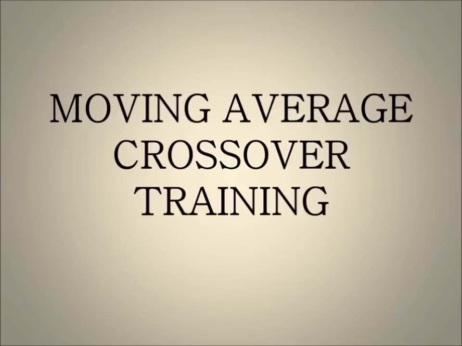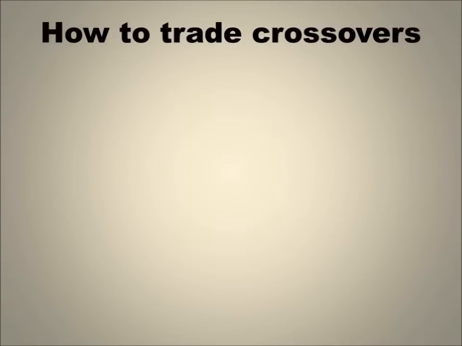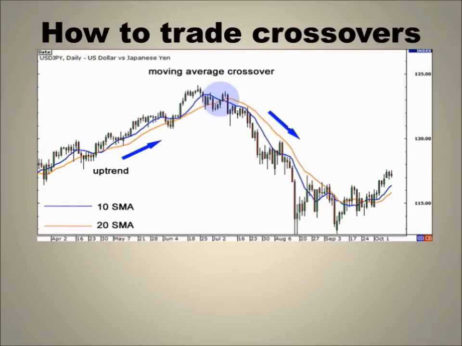Now, let's talk about crossovers. Crossovers are very important when we use moving averages because crossovers give us a really good indication as to where we can open a position. Now, how do we trade crossovers? Well, it works like this. Here we have a 10-period SMA and a 20-period SMA.